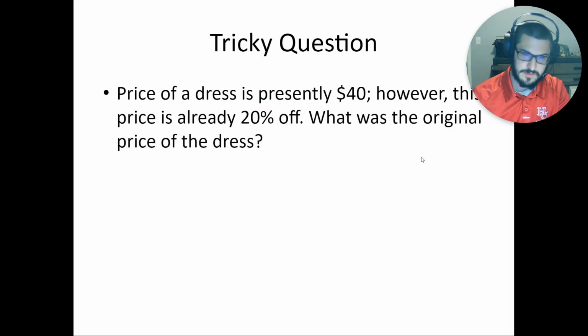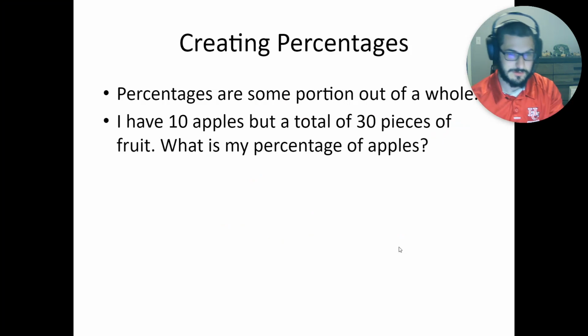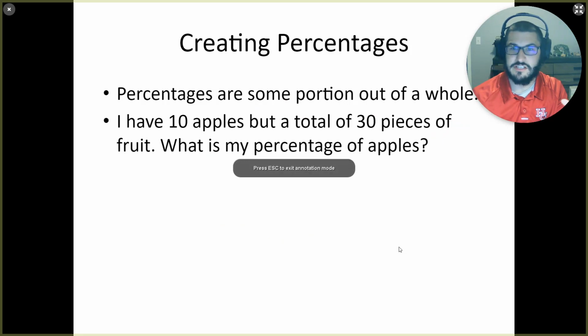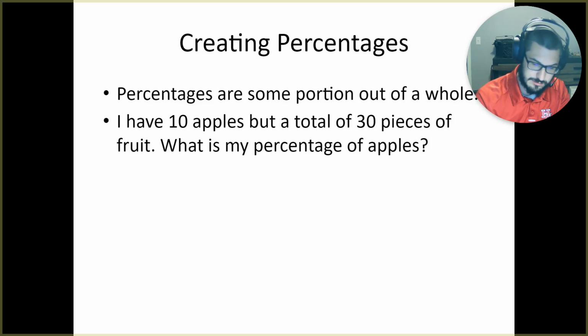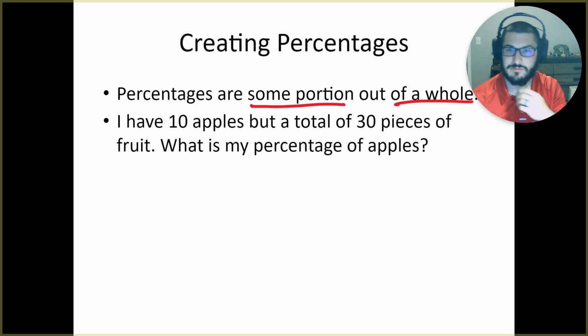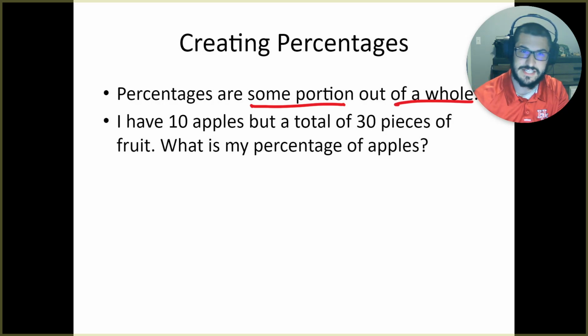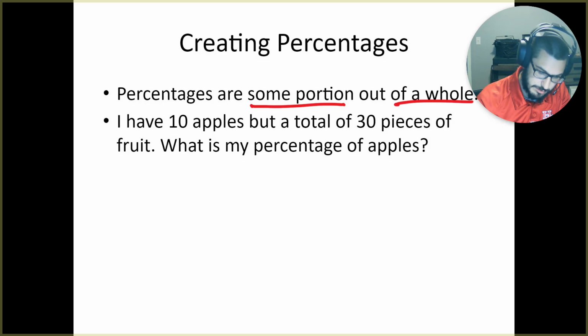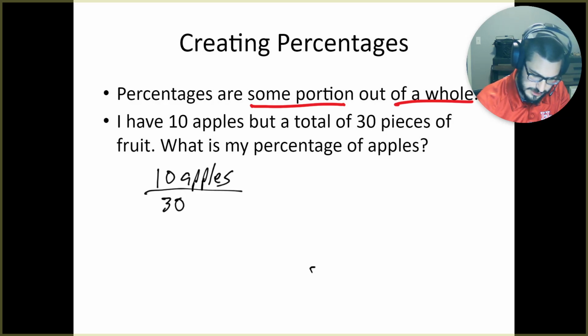Okay? Then creating percents. If I have a situation and I want to create a percent, I'm thinking about this as some portion out of a whole. So that's how you're making these percents. In this case, 10 apples, but the total is 30 pieces of fruit. Percentage of apples is what we're looking for. So then I want to put the number of apples I have, which is 10 apples, over the total, which is 30 total fruit. And then I can get that to a percent by going ahead and doing that calculation.